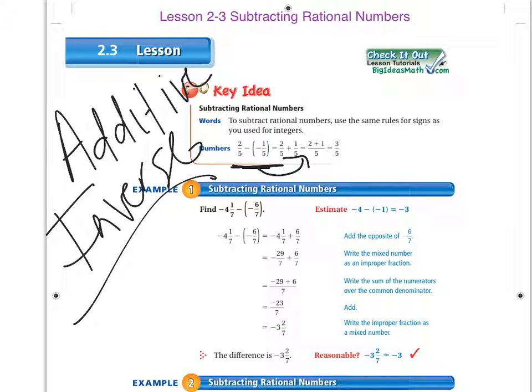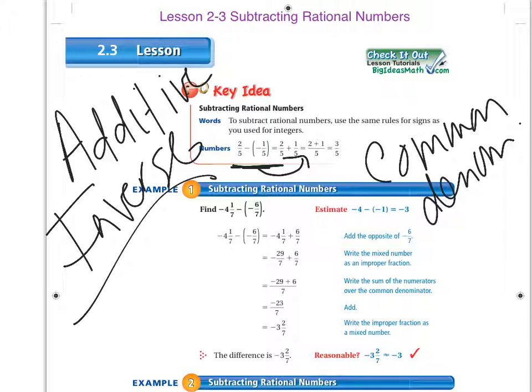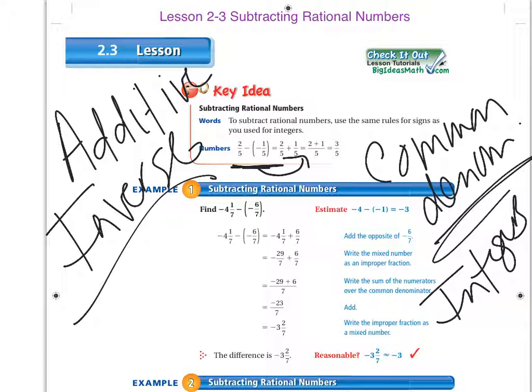And then on top of all of that, if you're dealing with fractions, you also have to get a common denominator. You have to make sure you have a common denominator, and you also have to make sure that you're paying attention to those rules of integers, because that also applies.